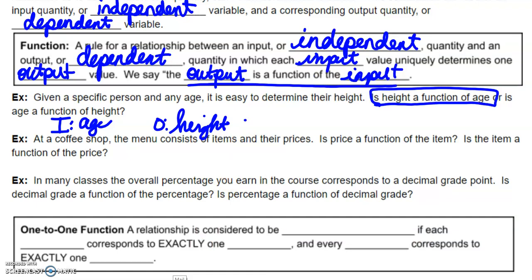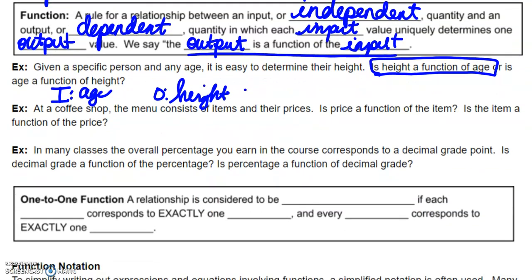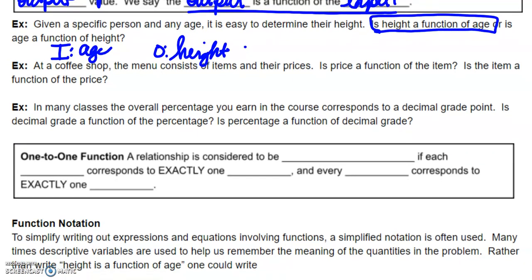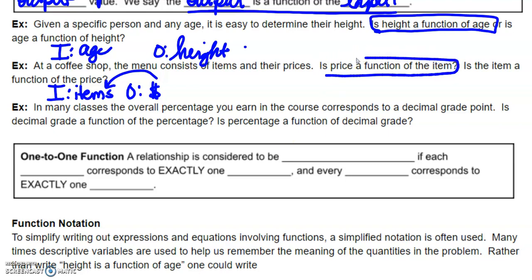Okay. Now, the next example: at a coffee shop, the menu consists of items and their prices. So again, do the items determine the price, or does the price determine the items? Which way is it normally? Well, when you go into a coffee shop, it's not like I have $5, what can you give me? It's I want a pastry and a small coffee. So the input has to be the items, and the output has to be the cost that we have incurred by those items. So again, output is a function of input. The money is a function of the item. So the price is a function of the items. That's the order that we would take it.